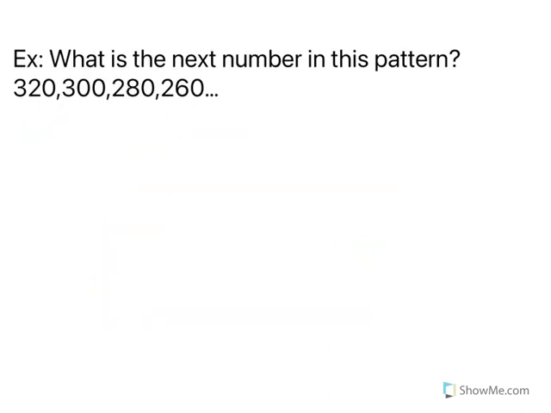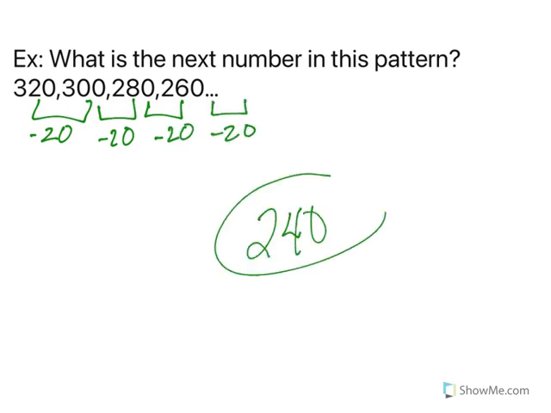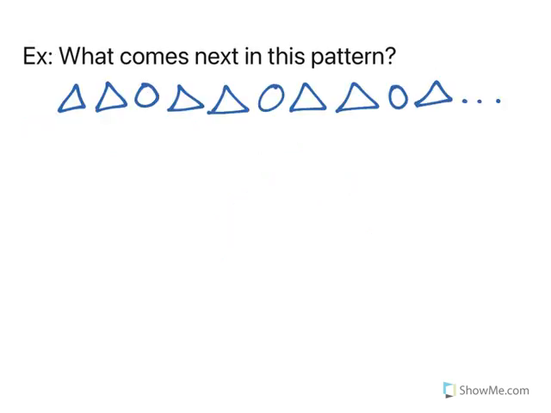What is the next number in this pattern? Well, again, compare the first to the second. It decreases by 20. It decreases by 20. It decreases by 20. So for the next number, let's decrease it by 20, and my next number is 240.